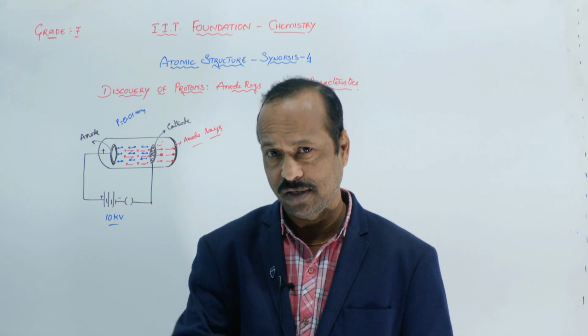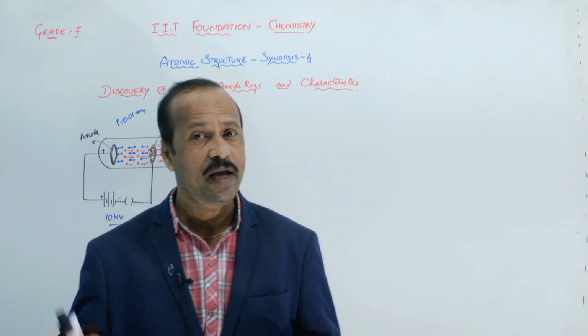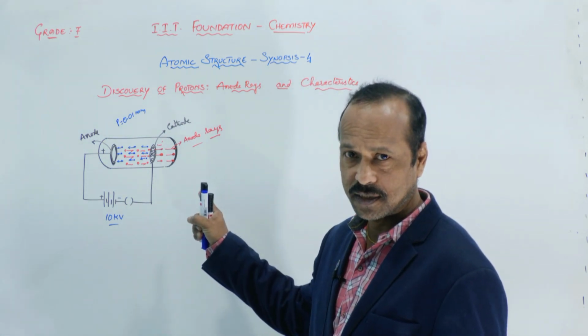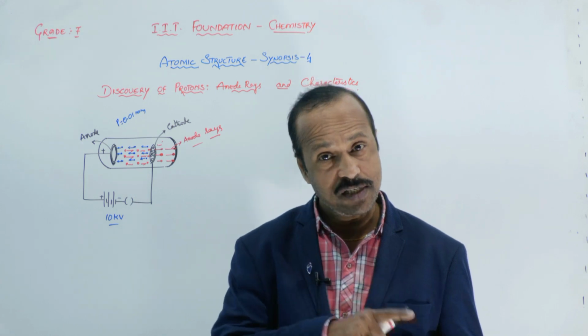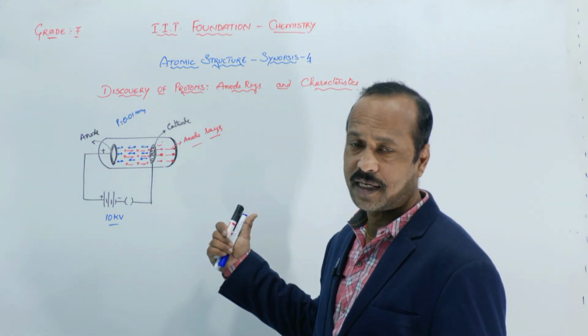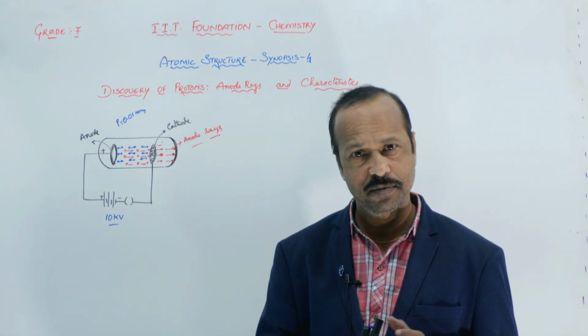But small change. They are exactly similar to the electrons, because electrons are particles, and anode rays are also particles. Electrons are the charge carriers, meaning they carry negative charge, and here they carry the positive charge. That's the difference. Remaining properties remain the same.